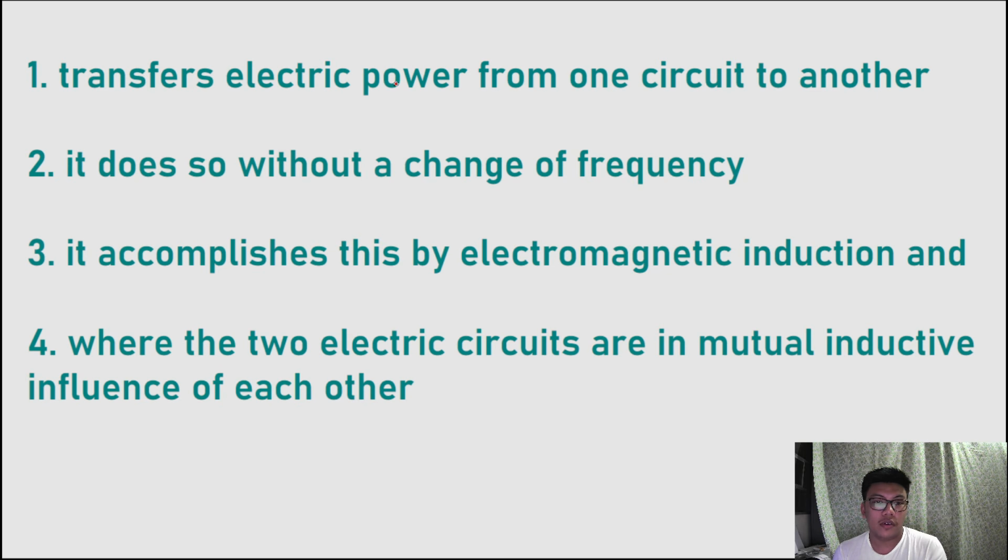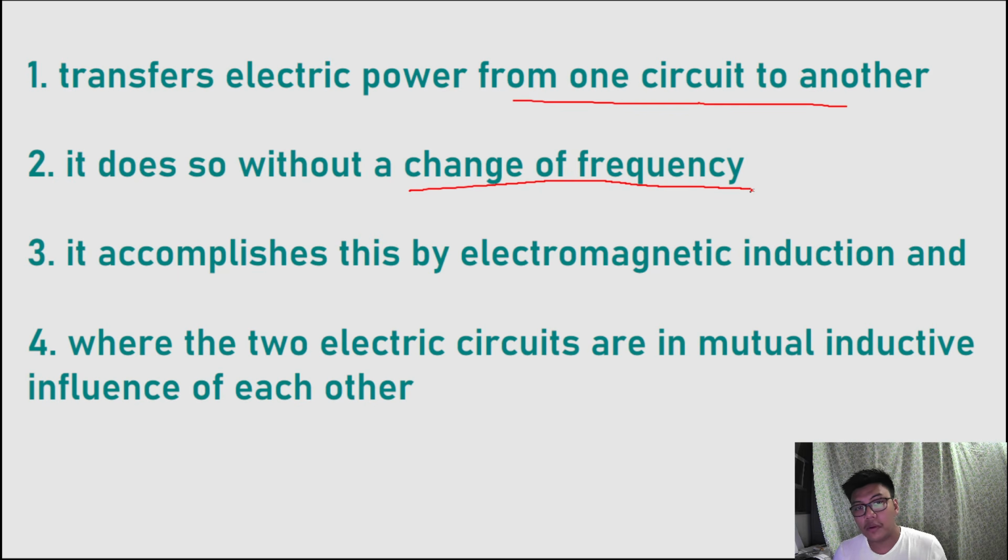So for summary, it transfers electric power from one circuit to another. It does so without a change of frequency. So kung 60 Hz ka sa primary mo, o doon sa isang circuit, doon sa pagtatransferan mong circuit, ay same ng frequency, 60 Hz din. It accomplishes this by electromagnetic induction. So, this is the working principle.